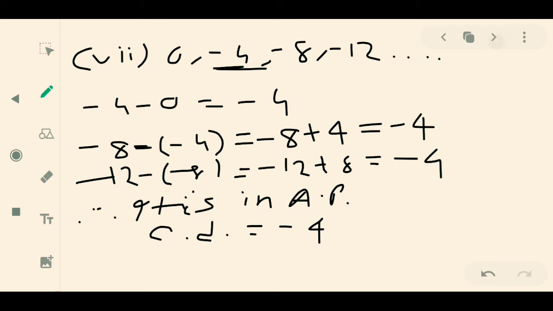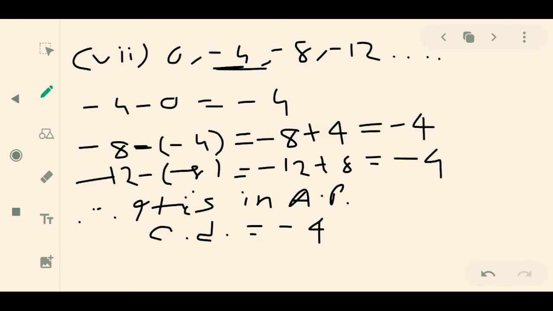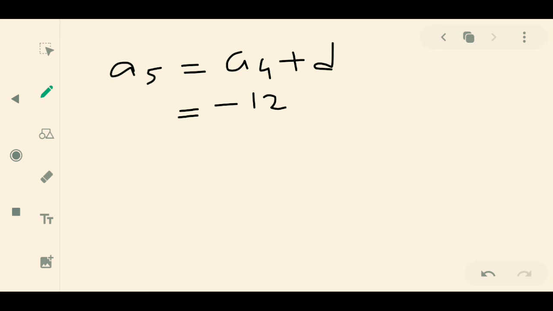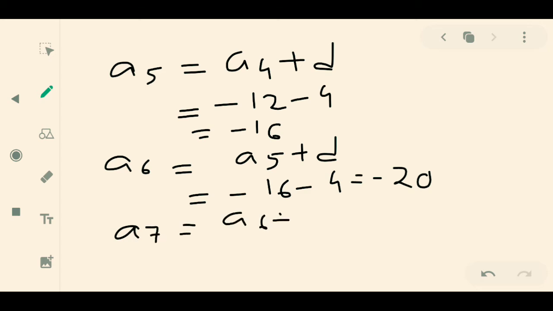4 terms are given, so the 5th term will be A5. You can write A4 plus D. A4 is the last one, minus 12. Minus 12 and common difference minus 4 gives minus 16. Then A6 is A5 plus D, minus 16 minus 4, it is minus 20. A7 is A6 plus D, minus 20 minus 4, it is minus 24. So these are the terms.